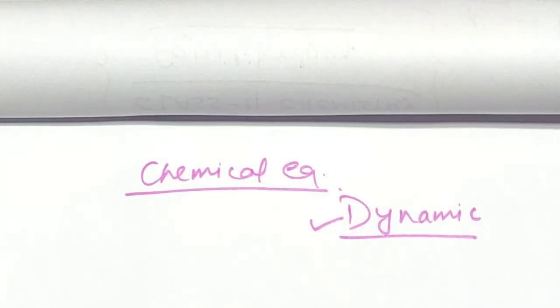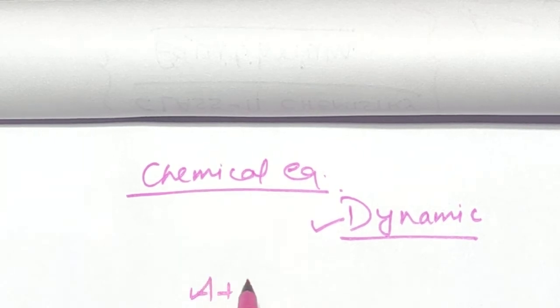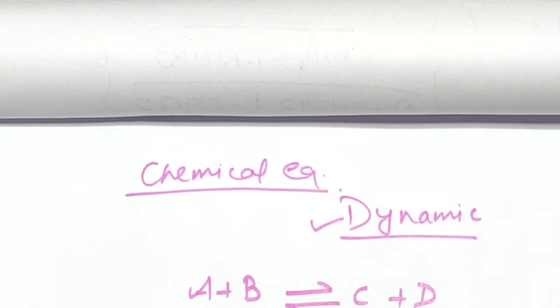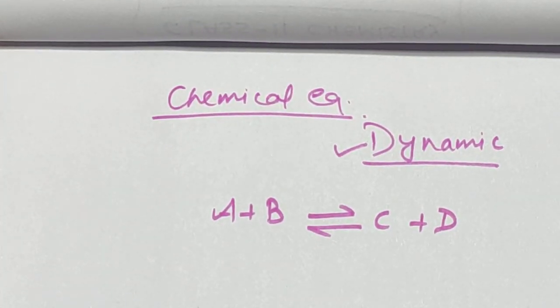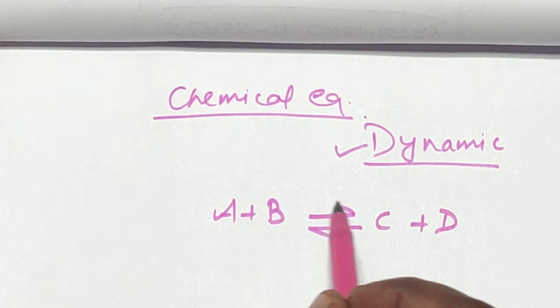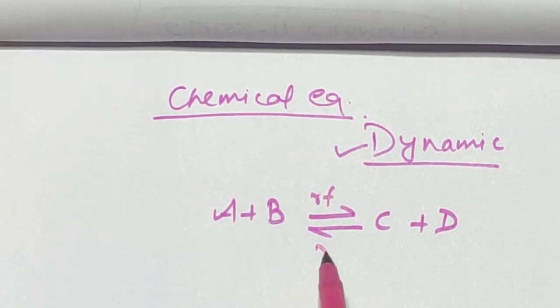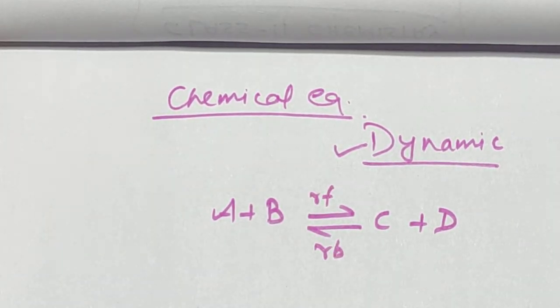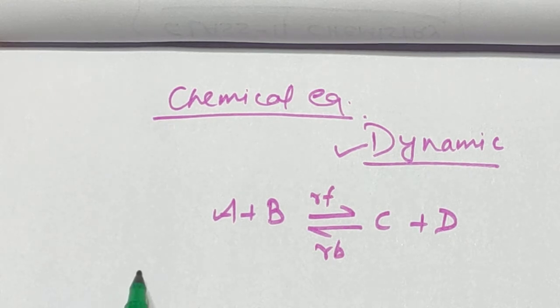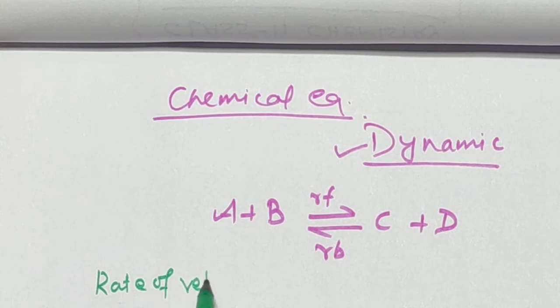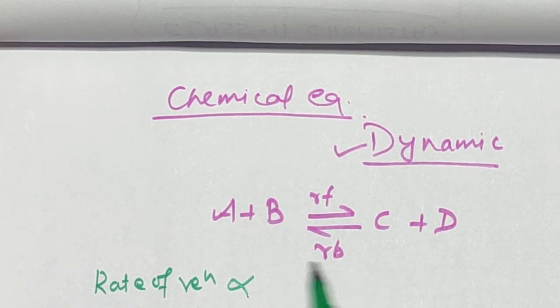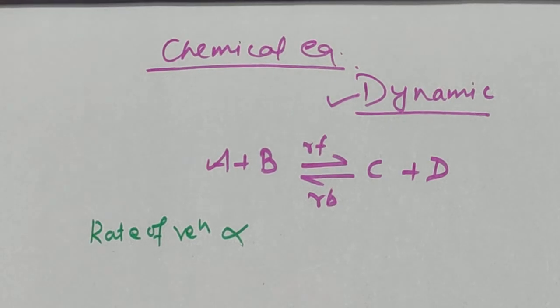To understand this, suppose you have any kind of reaction. For example, A plus B is giving C plus D. I can write RF for the forward reaction and the rate of backward reaction for the backward reaction. Similarly, if I write the rate of reaction, it is directly proportional to what? According to active mass, the law of mass action.